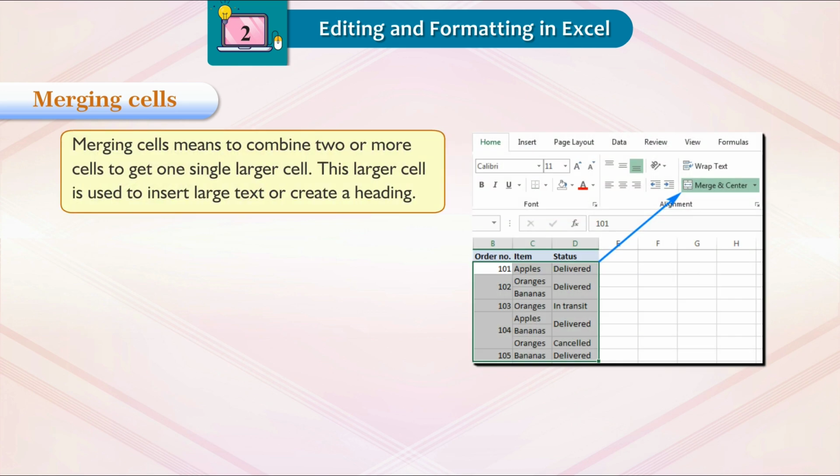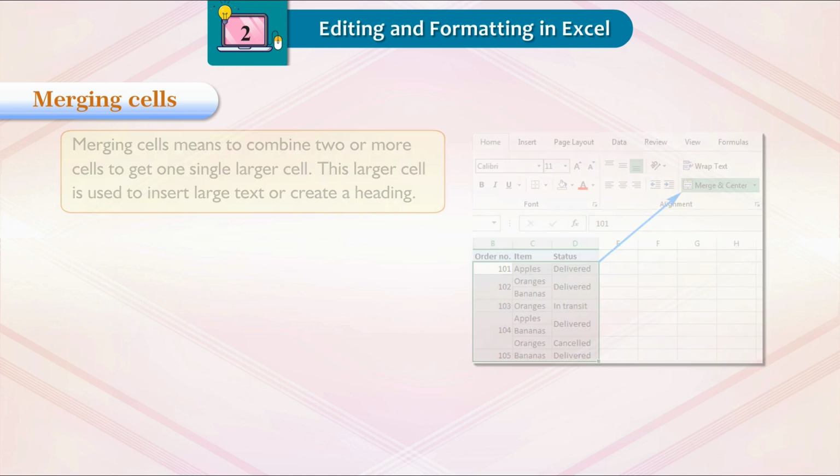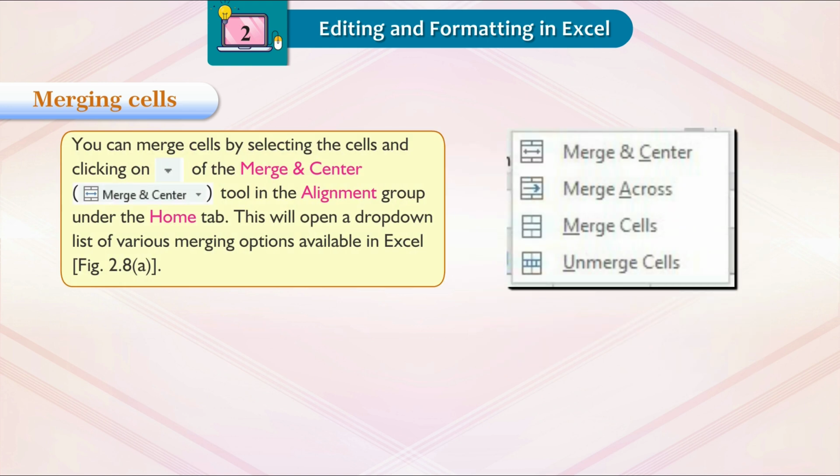Merging Cells. Merging cells means to combine two or more cells to get one single larger cell. This larger cell is used to insert large text or create a heading. You can merge cells by selecting the cells and clicking on the Merge and Center tool in the Alignment group under the Home tab. This will open a drop-down list of various merging options available in Excel.